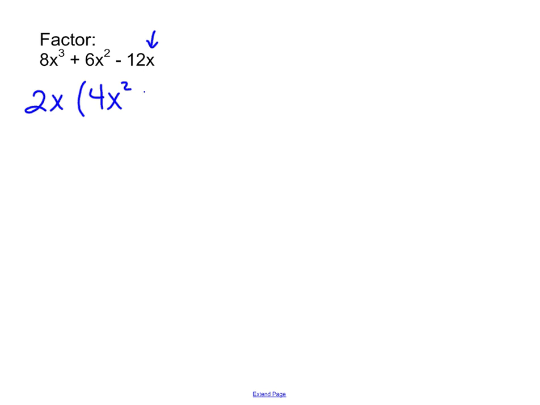6 divided by 2 is 3. And then when I take an x away from x squared, that leaves me just 1x. And then negative 12 divided by 2 is negative 6. And when I take that x away, then there's no more x's there. And so that's factored.